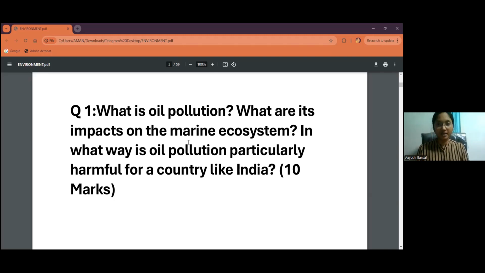Now, the third thing is, once we have a certain kind of structure, once we are able to generate points, we will think about how to make those points even better. And that way we'll go to the value addition aspect. Now we will try to solve this and see how to do that. Okay. So first is, what are its impacts on the marine ecosystem?